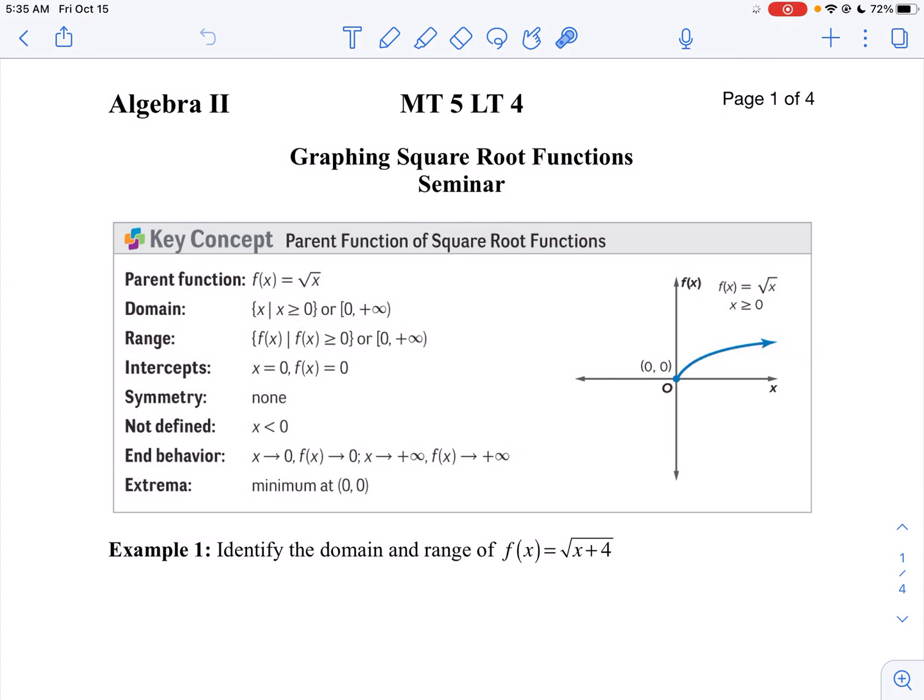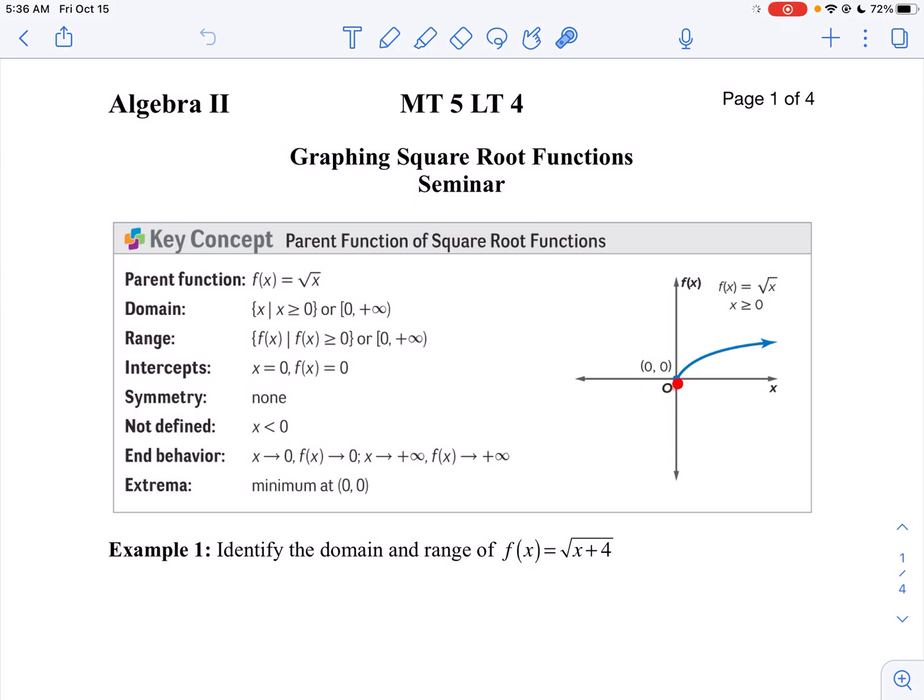The domain starts at 0 because you can't take the square root of a negative number. And your range starts at 0 because, like you said, you can't take the square root of a negative number. The intercepts will be 0, 0 for both x and y. There is no symmetry, so unlike a parabola, it won't be the same on both sides. It's not defined when x is less than 0.